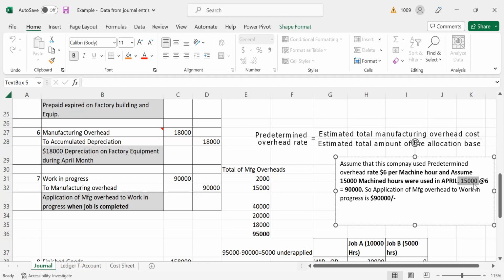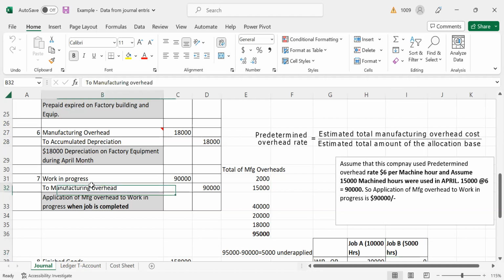15,000 is the total, right? 10,000 plus 5,000 at the rate of 6 is equal to 90,000. So 90,000 is this month's manufacturing overhead applied.